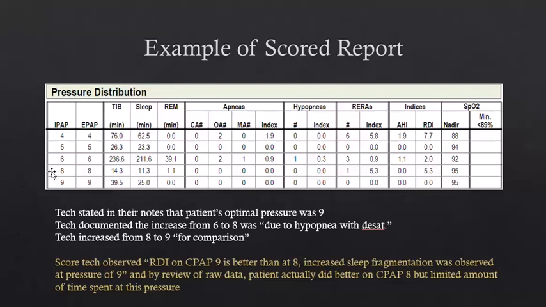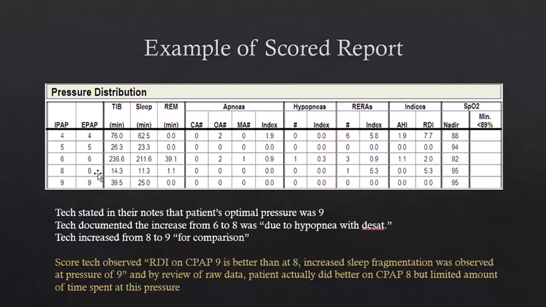They only left the patient on a CPAP of 8 for 14 minutes before they increased them from 8 to 9 for comparison. So again, if you think that this might be an optimal pressure, the patient did really well at a CPAP of 8, leaving them there for a little bit more time to really see how they do at that pressure gives a really good sample on how the patient does at that particular pressure.